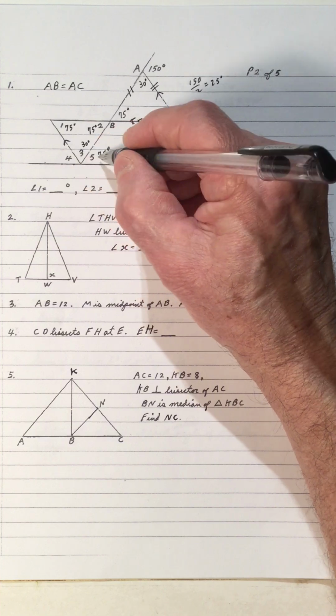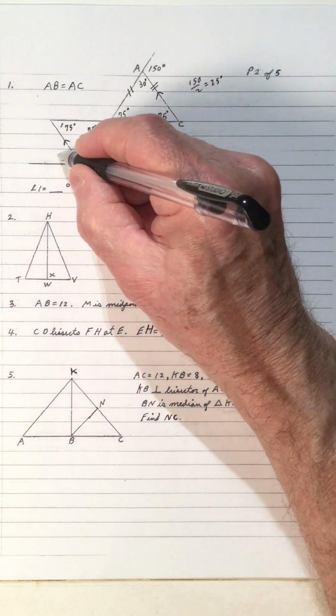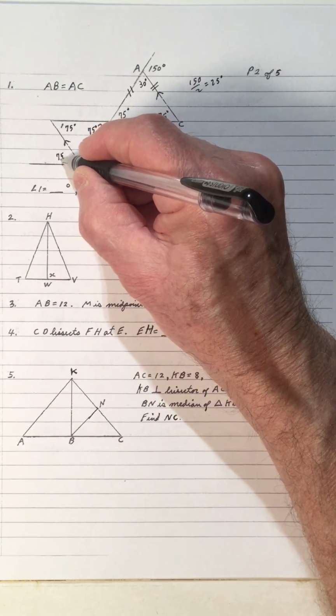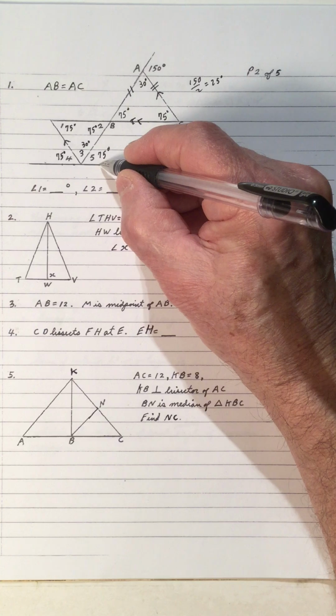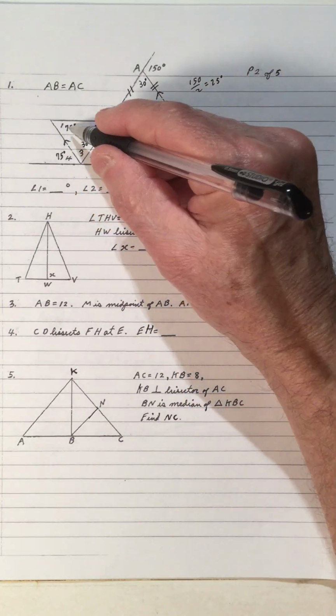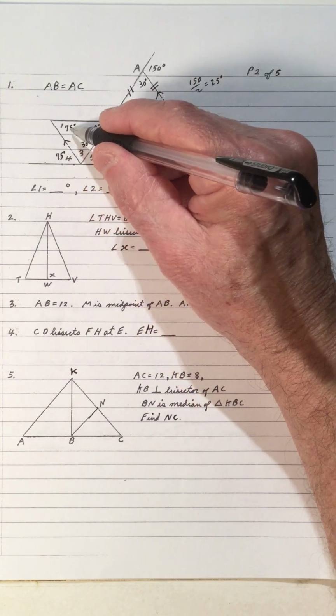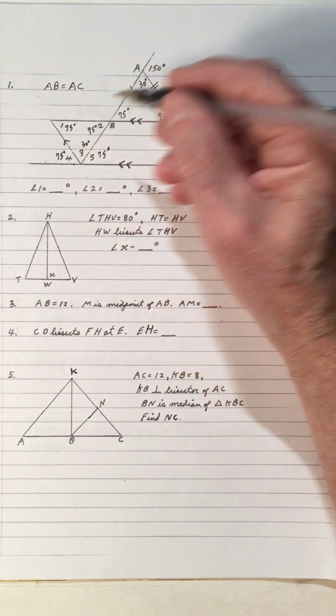And if you add all these up, you have 180. So that means that's 105. So angle 4 is 75, because this is a straight angle, or because this line is parallel to this one. Angle 1 is 75, angle 4 is 75. They're equal because they're alternate interior angles.